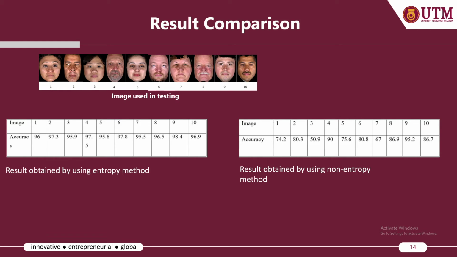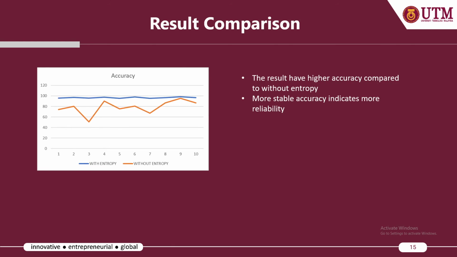From the 10 images, the level of accuracy using the entropy method is much higher compared to the traditional method. By using entropy, the accuracy is above 90% in all 10 images, while without using entropy, the accuracy varies from 67% to 90%. The graph is the comparison between the proposed method and the non-entropy method. The proposed method has higher accuracy and is more stable compared to the non-entropy method.